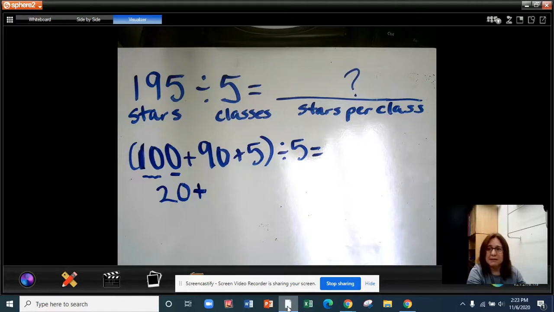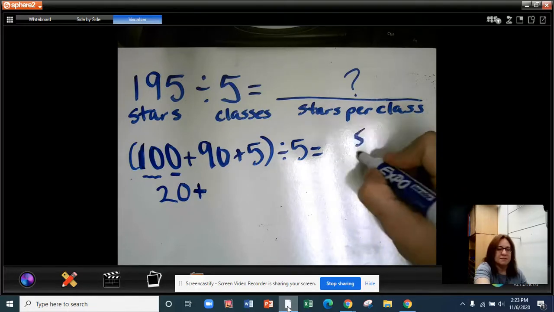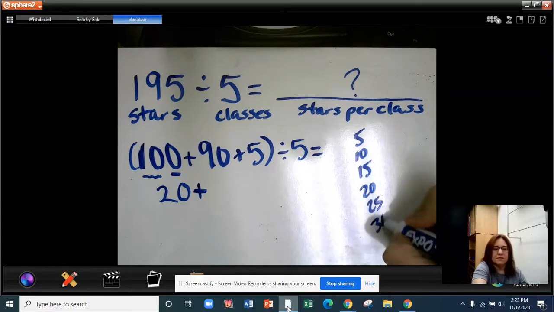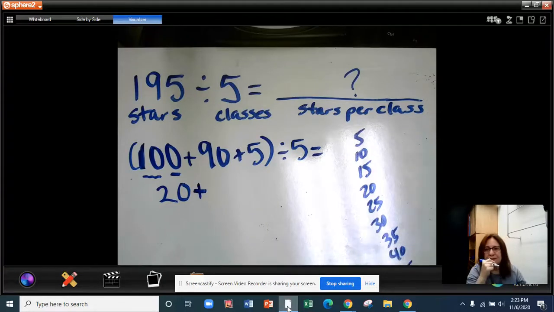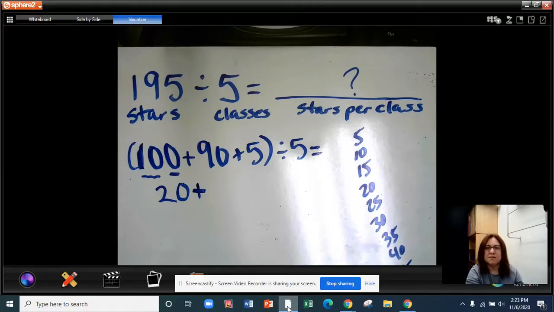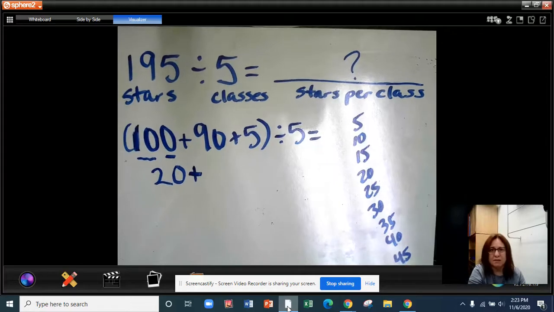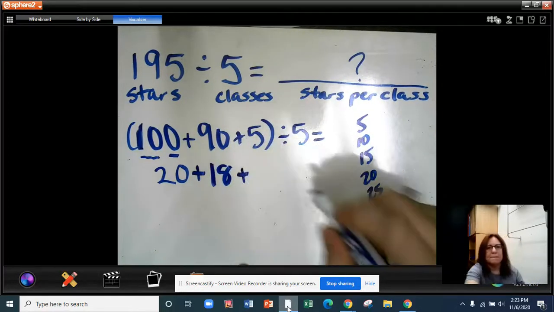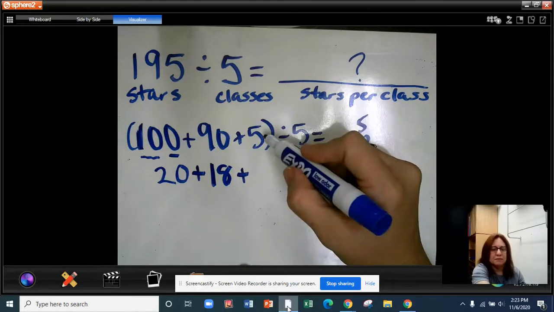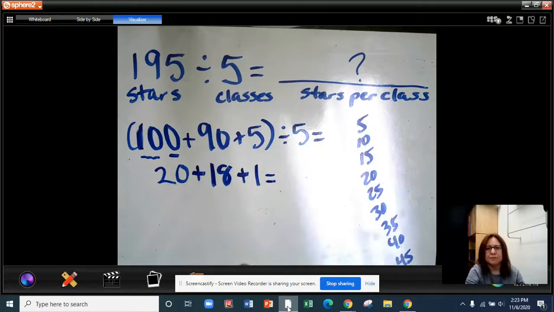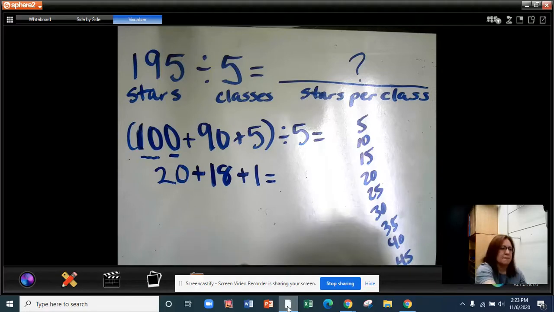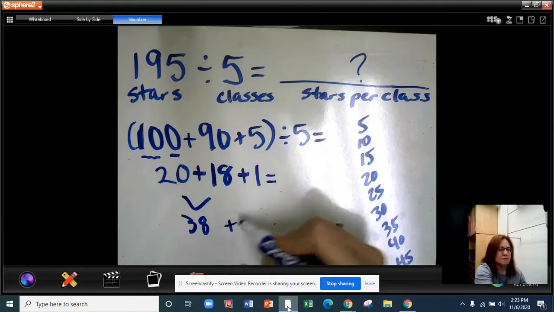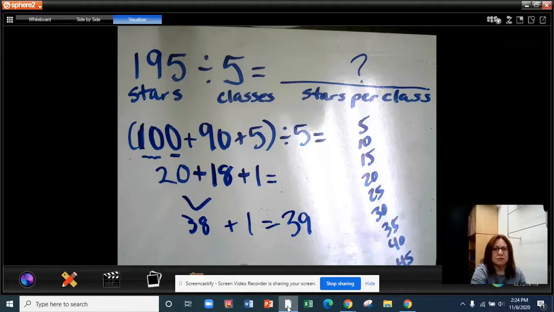Now, how many times does 5 go into 90? Let's see if we can figure it out. 5, 10, 15, 20, 25, 30, 35, 40, 45. Keep going. 50, 55, 60, 65, 70, 75, 80, 85, 90. Okay, so that is 18 times. Now, how many times does 5 go into 5? Right, just the one time. Okay, so now all we have to do is add 20 plus 18 plus 1. 20 plus 18, that's 38, plus 1, that's 39. 39 stars per class.